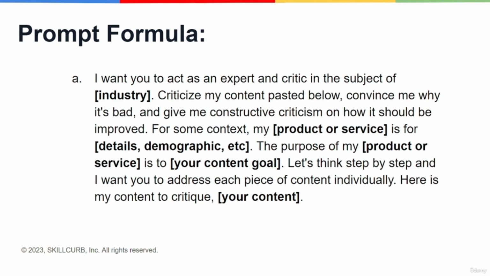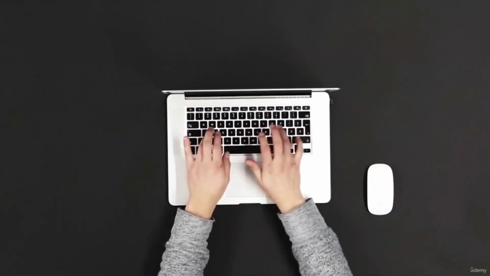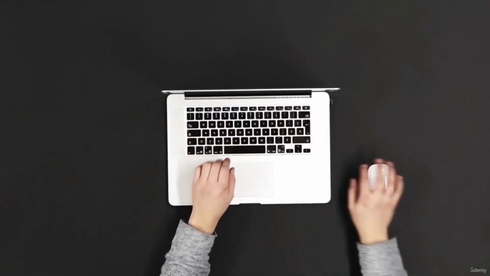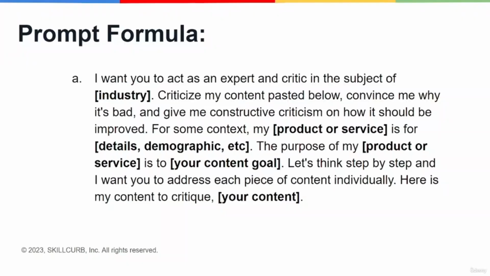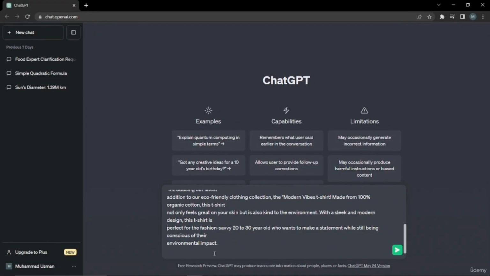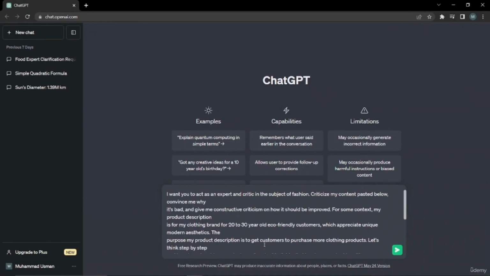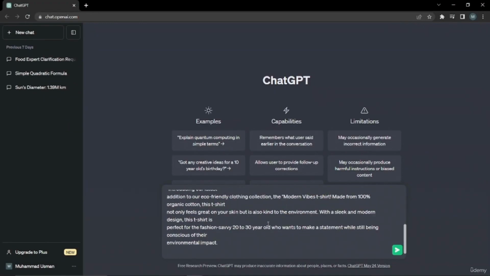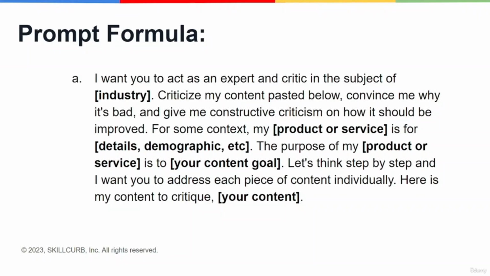Then you'll say, for some context, my product or service is dash dash. So you will say my whatever your product or service is. Then you'll also give detail and all the demographics of your product as well. And then at the end, you will give a purpose, like what your purpose or content goal basically is. So basically you will give every possible information to ChatGPT. First of all, you'll tell which industry it is, what your products or services are, what your details on that are, and then you'll say what your goals are, like what you want to achieve or what you want to extract from that.